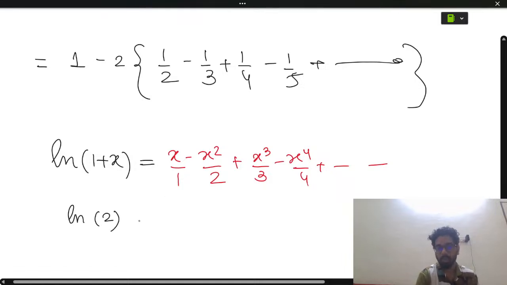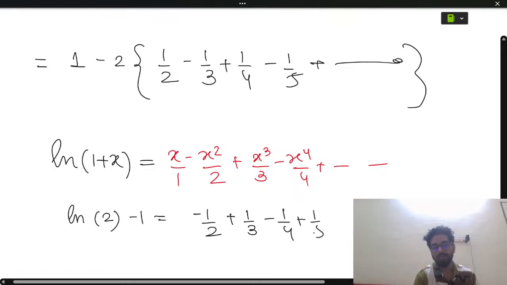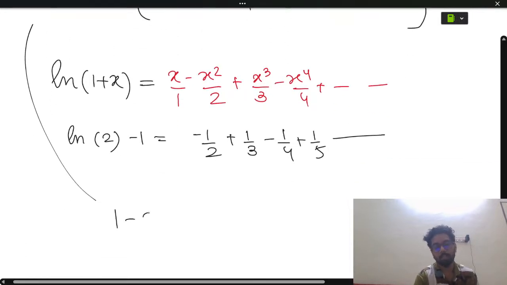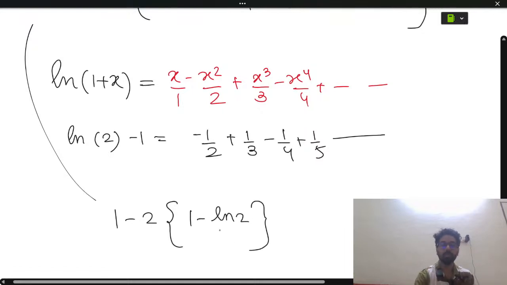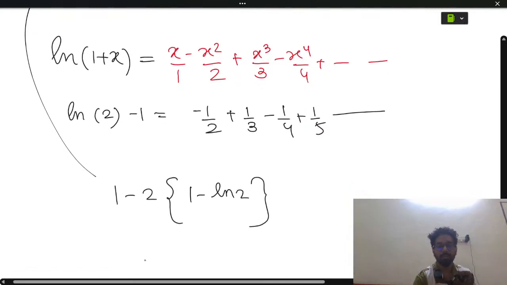And I will take this part over, minus 1 is equal to minus 1 by 2 plus 1 by 3 minus 1 by 4 minus 1 plus 1 by 5 and so on. It's like minus times of this one. So answer is 1 minus 2 times of 1 minus ln 2. Okay, that's what we are going to have.